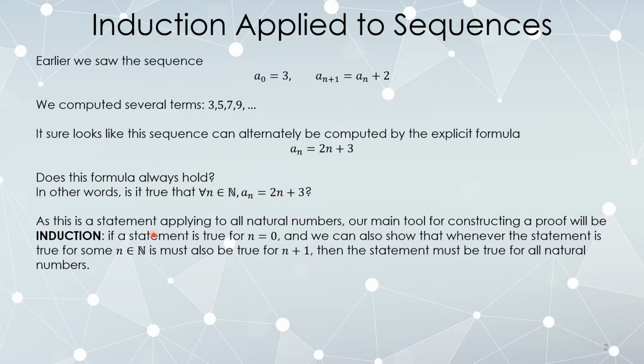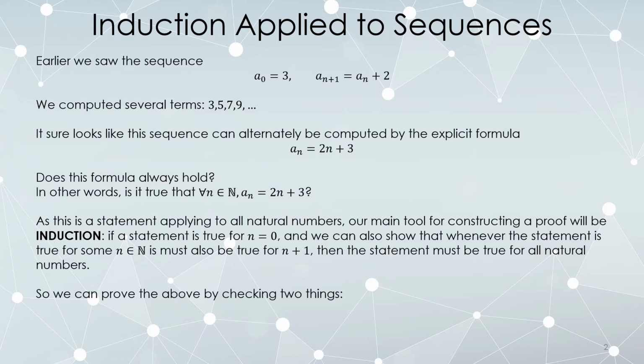Then, if I assume the statement is true for a certain n, that a sub n really is 2n plus 3, does the statement hold for n plus 1? Is a sub n plus 1 equal to 2 times n plus 1 plus 3? In other words, we're going to do a proof by induction. Having formulated the statement a sub n equals 2n plus 3, if we can show that it's true for 0, and whenever it's true for a given n, it must be true for n plus 1, we will have shown using the inductive axiom that the truth set for our statement is all natural numbers. In other words, it is always true.